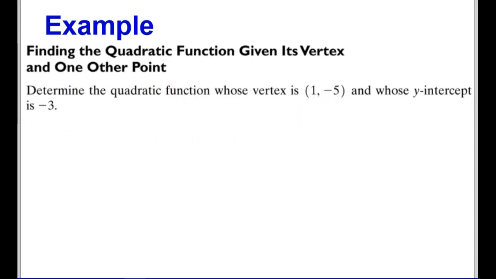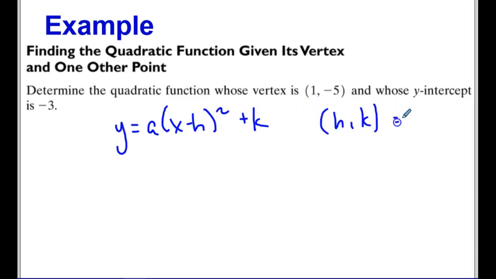So the first thing we want to do is remember our vertex form. Okay, in our vertex form, y equals a times (x minus h) squared plus k. Well, let's plug in the things we know. We know that the vertex is (h, k). This is always going to be our vertex. And then we can use this other y-intercept point. So a y-intercept is when x is 0, my y is -3. So we're going to use that other point.